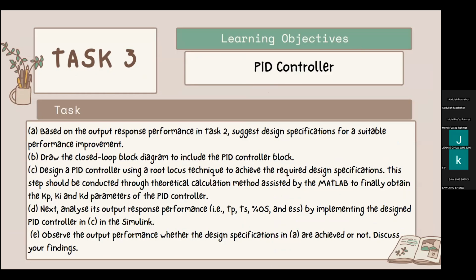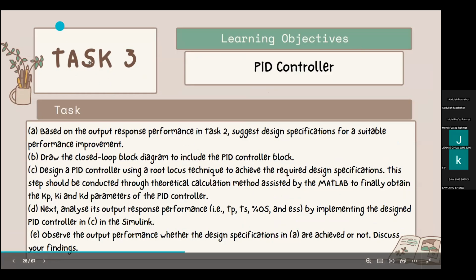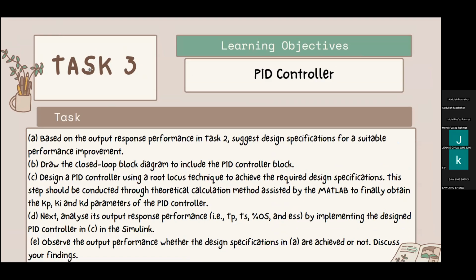Next, go to task 3. Miss Jenny will continue. Thank you, Doctor. So for task 3, the PID controller.